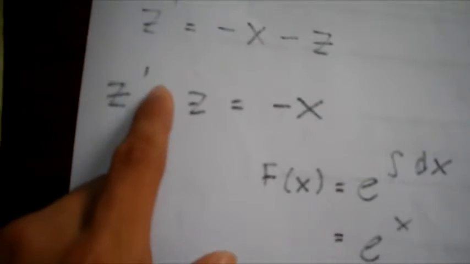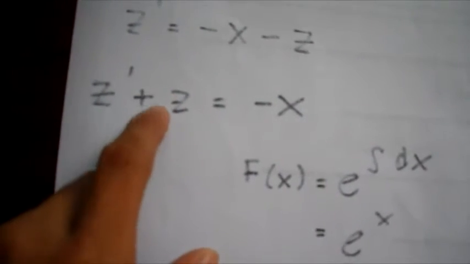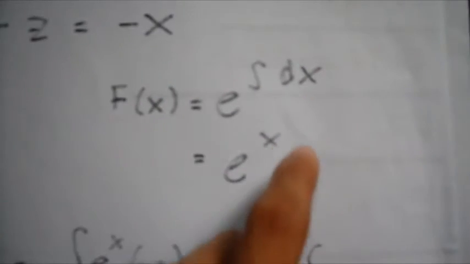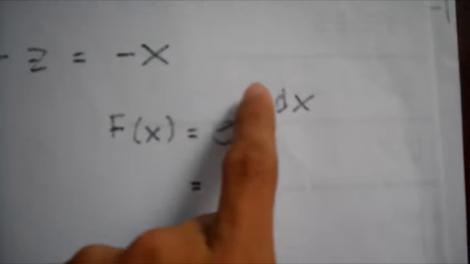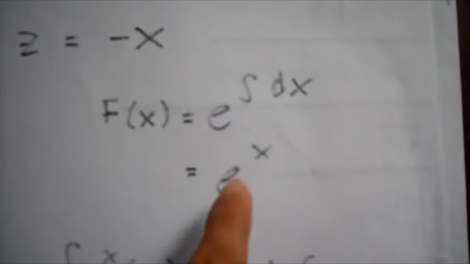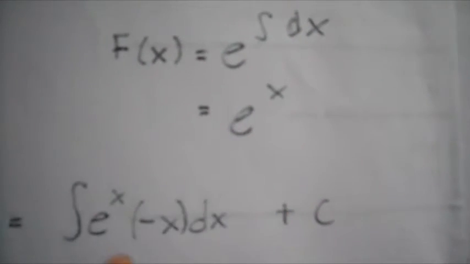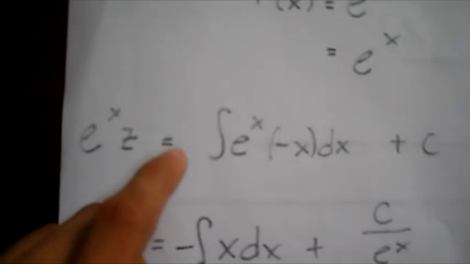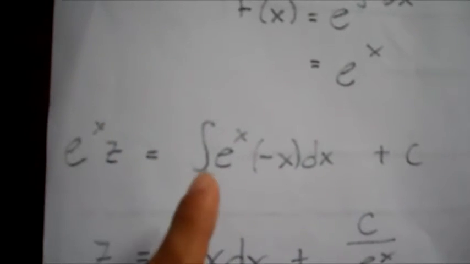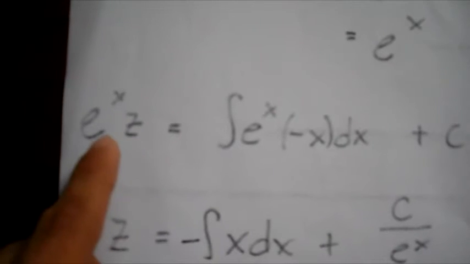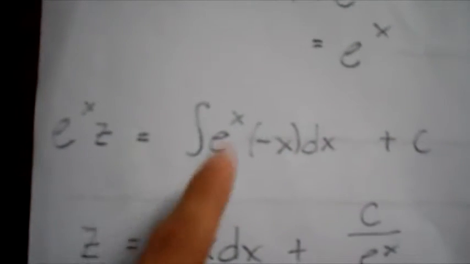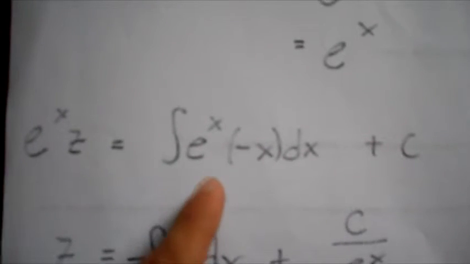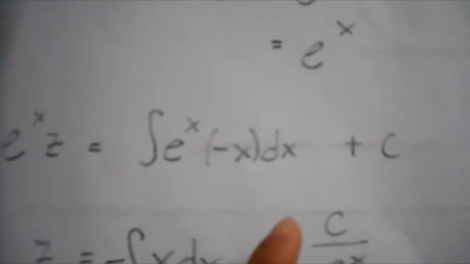Since we only have positive 1 here as the coefficient, we only get the integral of dx, which when evaluated will give us e to the x. Substituting it into the form for the linear differential equation solution, we get e to the negative x multiplied by z is equal to the integral of e to the x times negative x dx plus c.